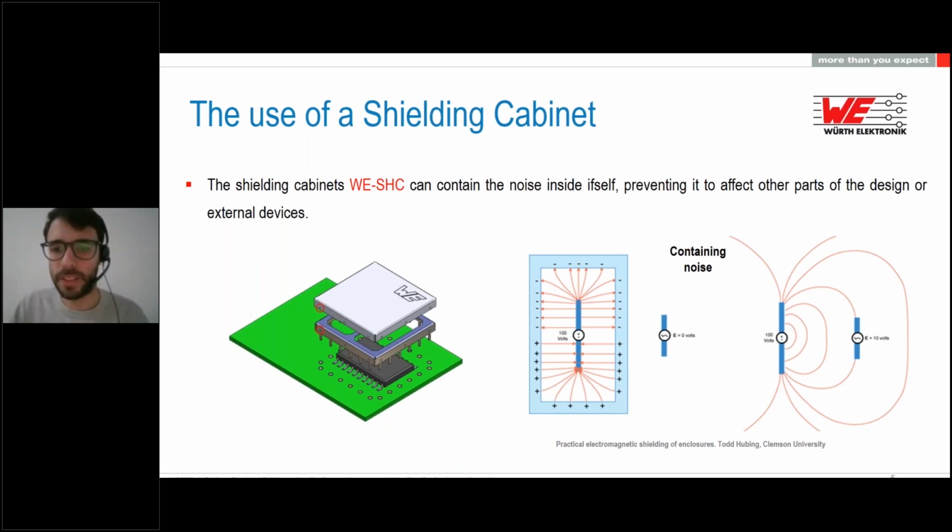As we can see here, on the right side two pictures where we see that there's a noise source. In this case, it could be any kind of high-speed signal generator or things like this. And by using this shielding cabinet, we are containing this noise inside and redirecting it to ground. So as you can see, if there is no Faraday cage, no shielding cabinet, then we'll have the issue of the picture on the right side. We will have a noise source that is affecting other parts.